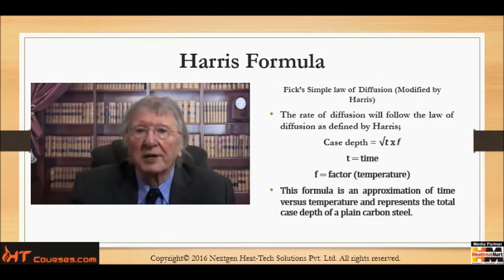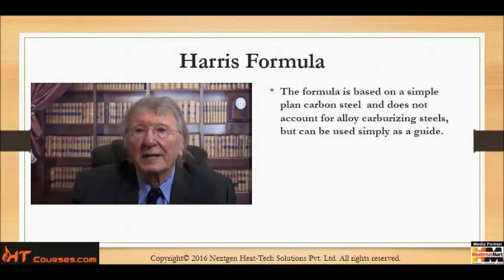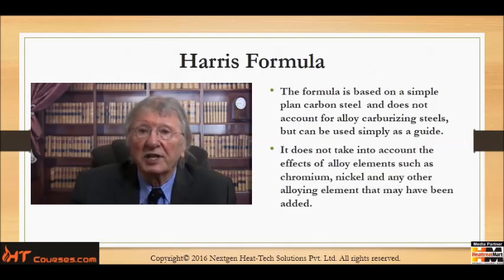The formula is an approximation of time versus temperature and represents the total case, not the effective case, but the total case depth of a plain carbon steel. The formula is based on plain carbon steels and does not account for alloy carburizing steel, but can be used simply as a guide. It does not take into account the effects of the alloying elements such as chromium, nickel and other alloying elements that have been added.